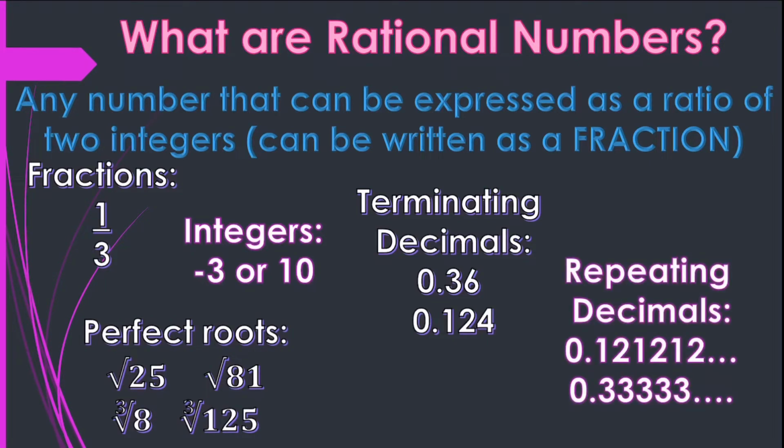Now, repeating decimals. Repeating decimals can be made into a fraction. Instead of putting them over 10, 100, 1,000, like we do with our terminating, we put them over 9 or 99 or 999. That's also in that video in the description below. So make sure you check that out if you're a little confused.